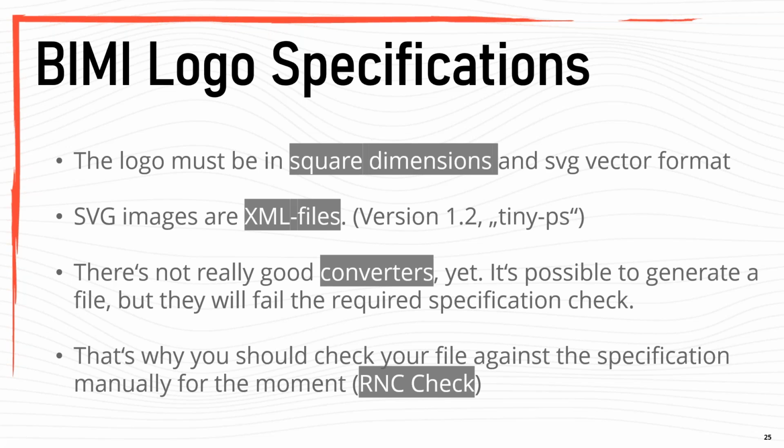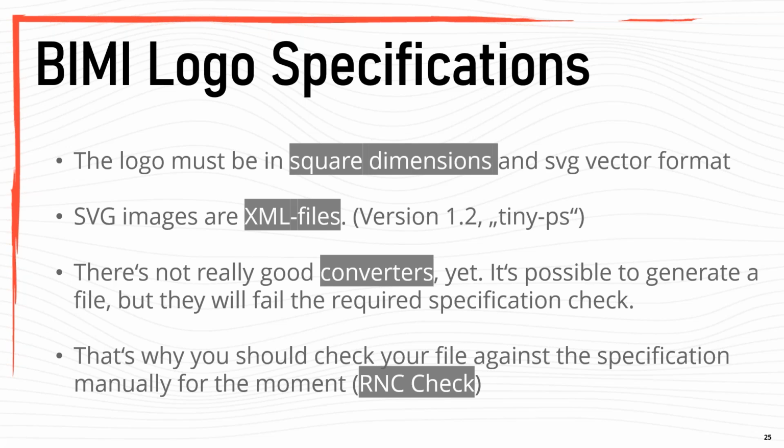And the version, that's a tricky one: 1.2 Tiny PS. If you know the W3C check, there are a lot of checks for XML files and also for SVG files, but this version is missing. I already sent them an email asking if it was possible to add this version. I don't have feedback yet. And also for the converters: probably you have an image in PNG format, or Photoshop or whatever, and want to convert it into an SVG. There are options to do that, but the output file is not valid in most cases.